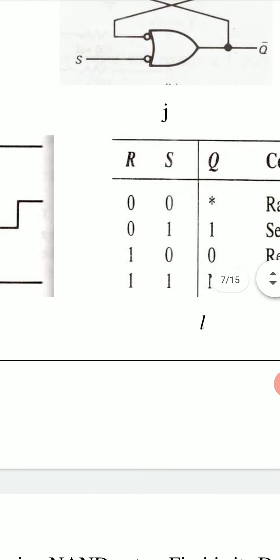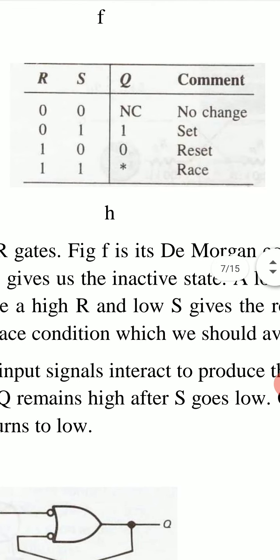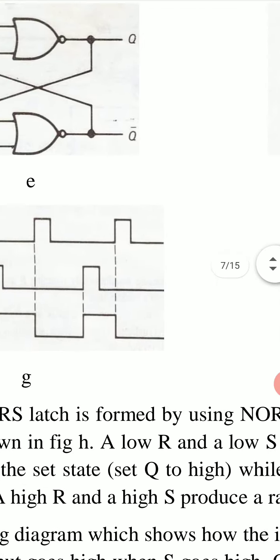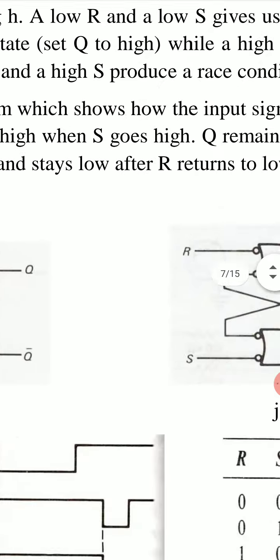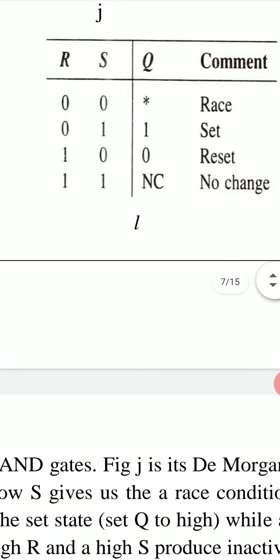Now look at the truth table of this circuit. When R is 0, S is 0, now it represents this as race condition. In this circuit, race condition is for R 0, S 0. And when R is 1, S is 1, it is no change. So these two conditions are interchanged for RS latch using NOR gates and for RS latch using NAND gates. Race condition is for different inputs.